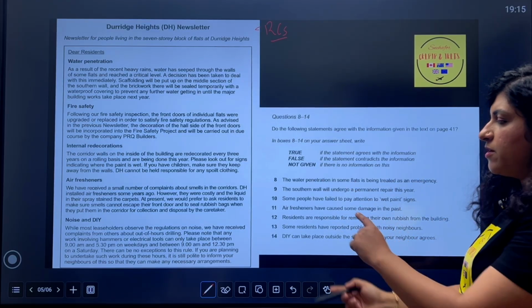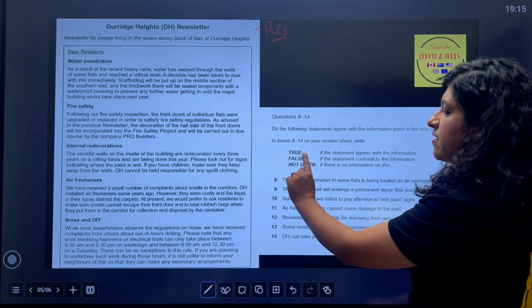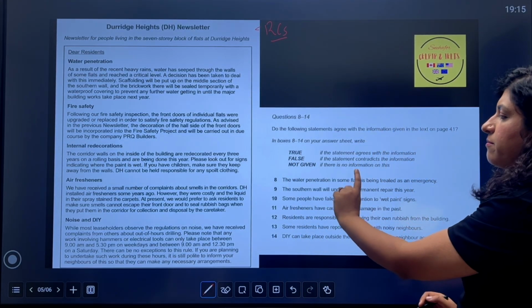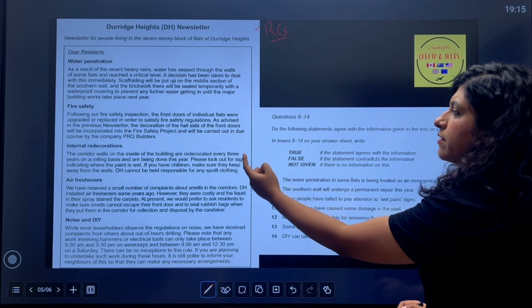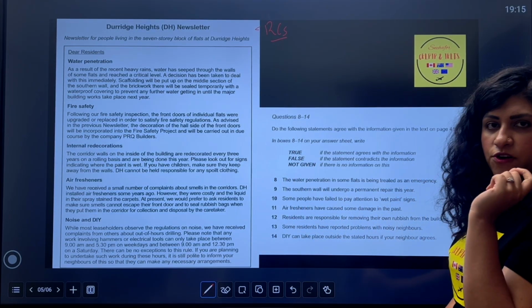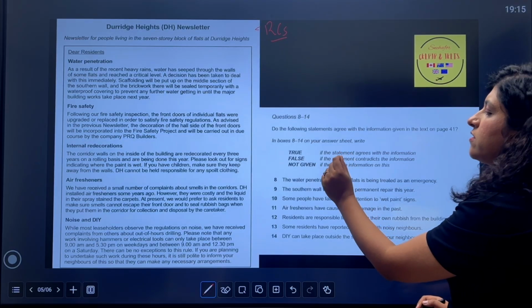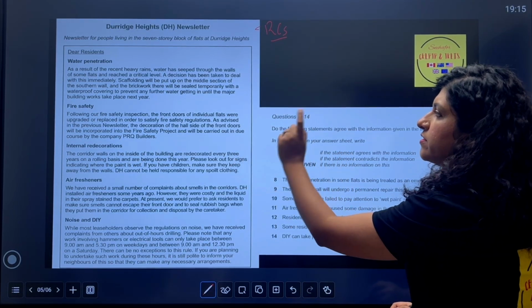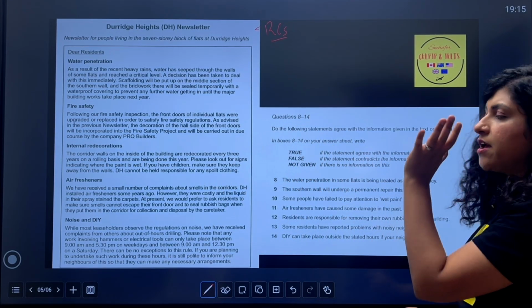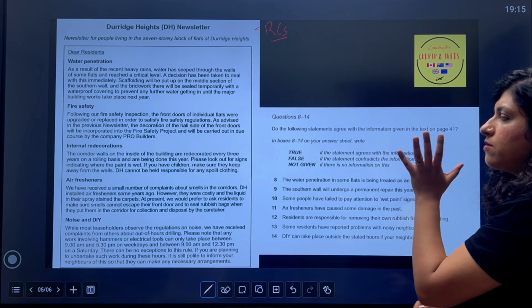So if the statement of the question agrees with the text, answer is true. If the statement of the question is contradictory to the text, answer is going to be false. And if the information in the question is not given or it's only partially given in the text, your answer is going to be not given.